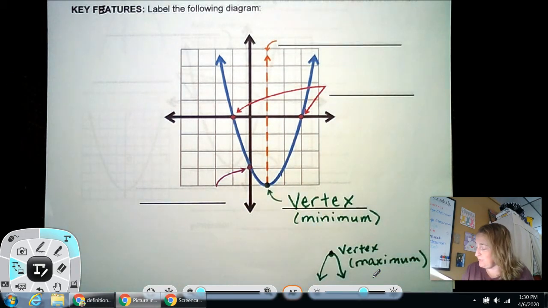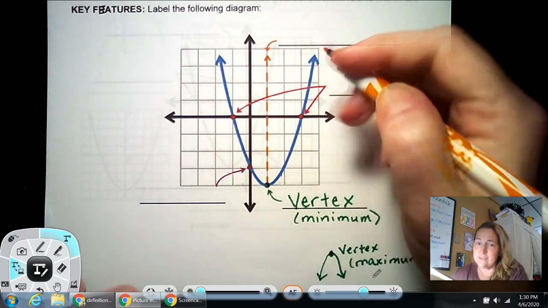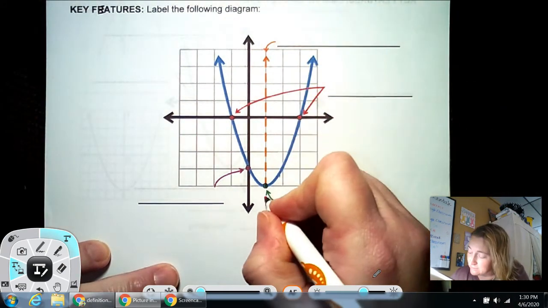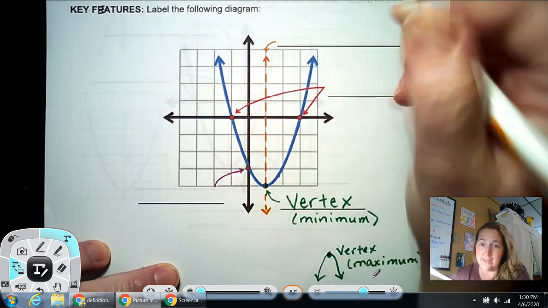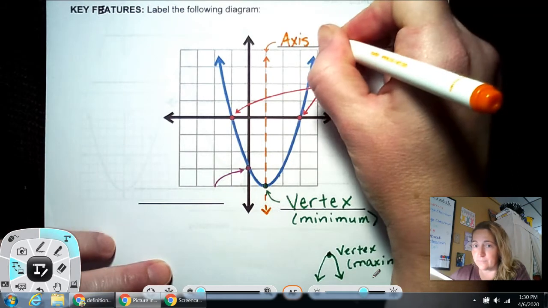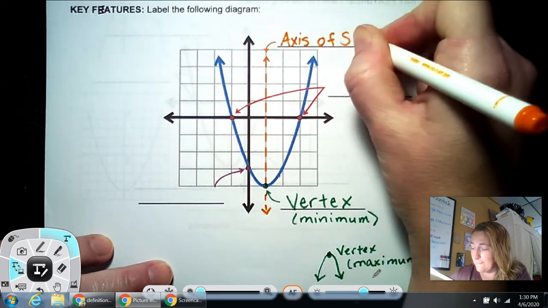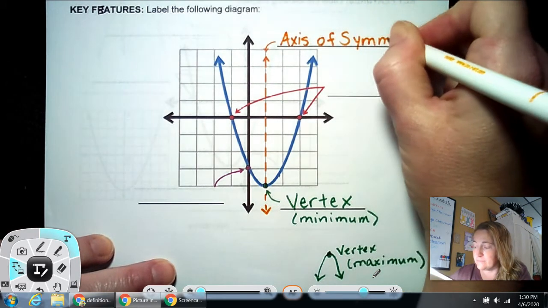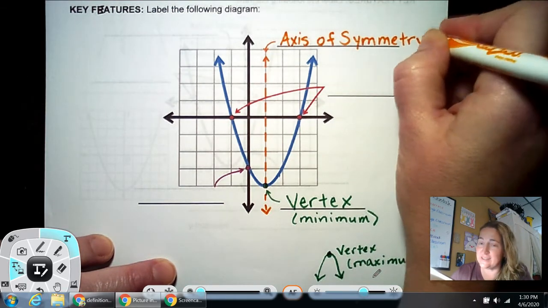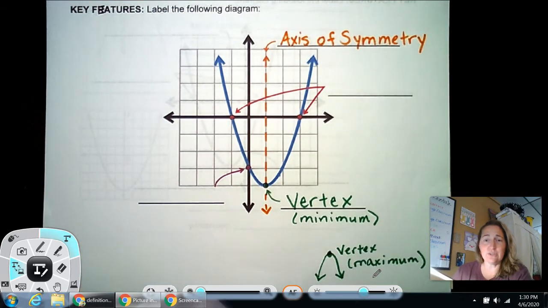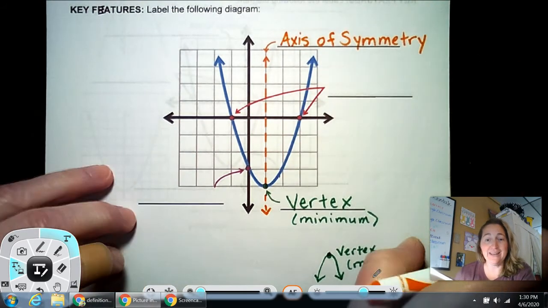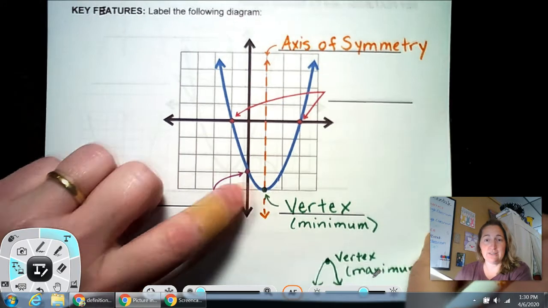Okay. So you always find the vertex either at the very top or the very bottom of a parabola. Now, what you're going to notice on this diagram is that we also have this orange dotted line that's coming down through the vertex. This is what we call the axis of symmetry. Symmetry means that something is the same on one side as it is on the other. So the axis of symmetry cuts that parabola in half. It cuts it right down the middle, and it always goes through the vertex.